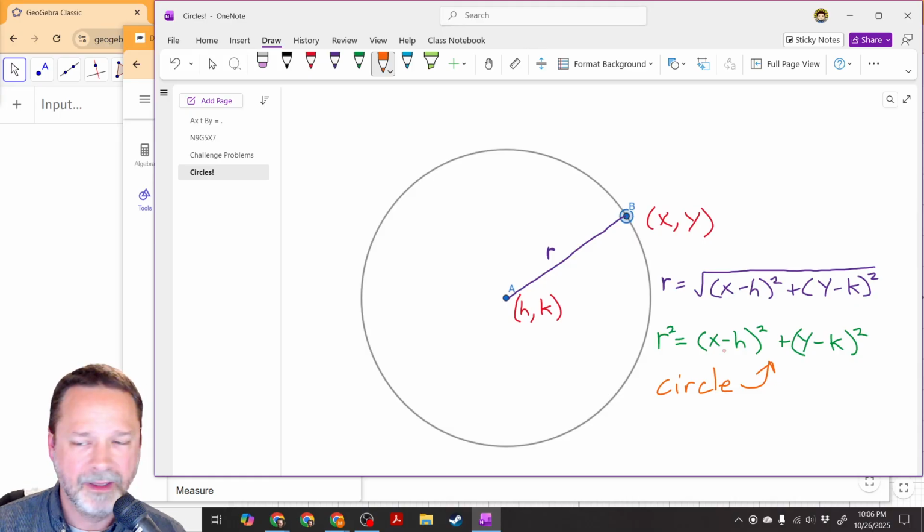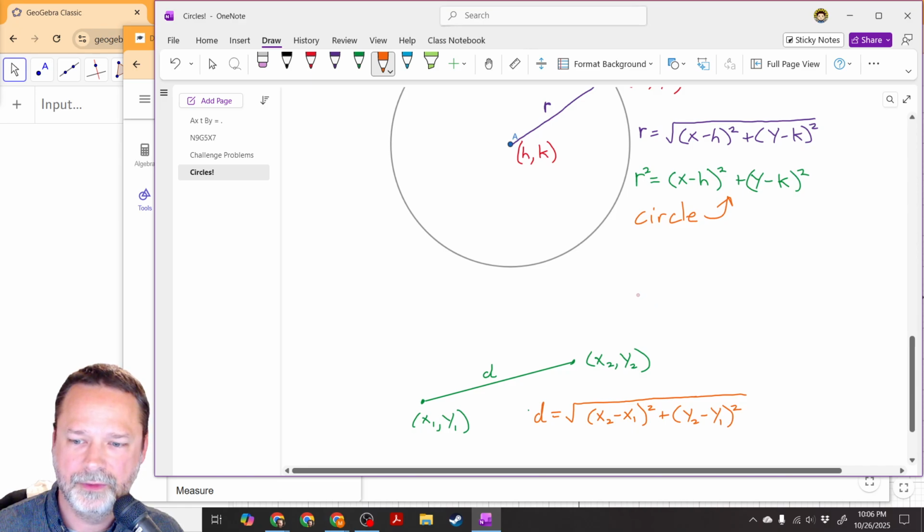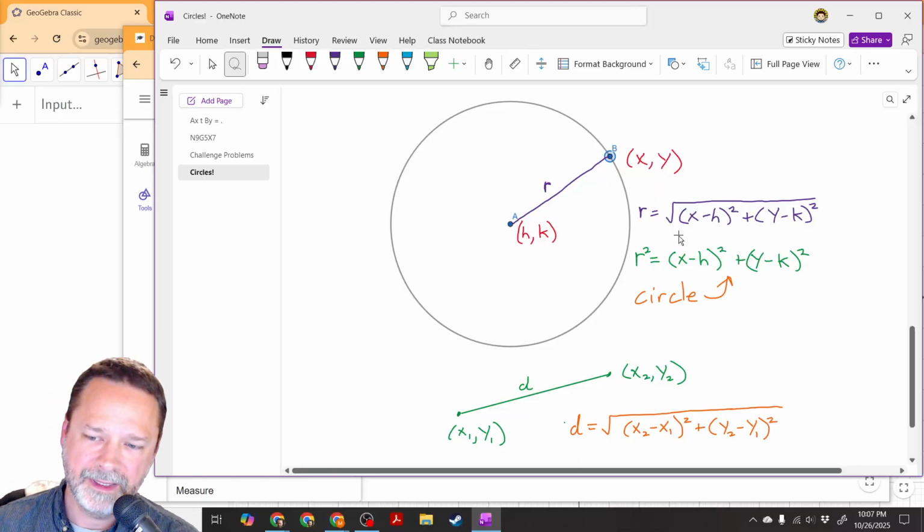Now, if I was a little goofy, let's say, and you weren't sure about this part here, and this is what I'm using. Really, I just took r in for d, h was in for my x1, k was in for my y1, x was in for my x2, y was in for my y2. We did that substitution, and we get the equation for a circle. Very easy. If you need a little explanation, you need a little help on that distance formula, please let me know.